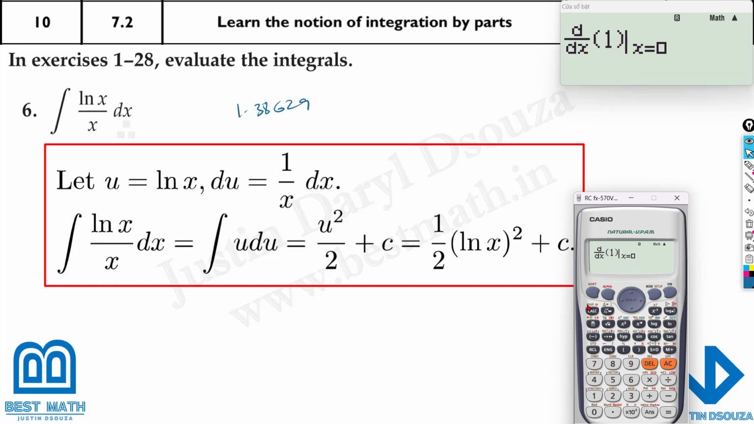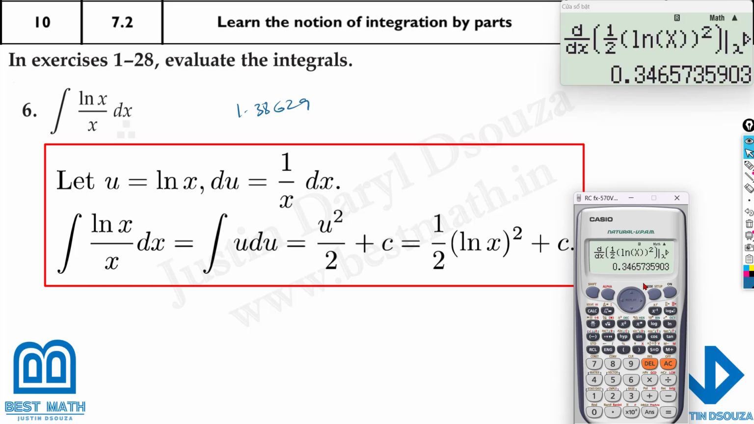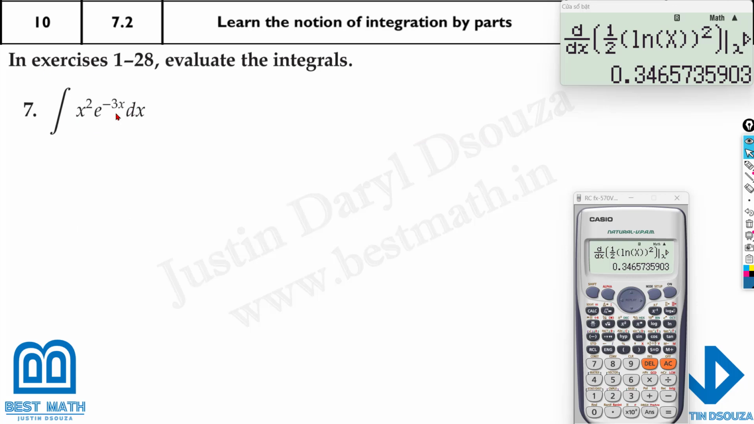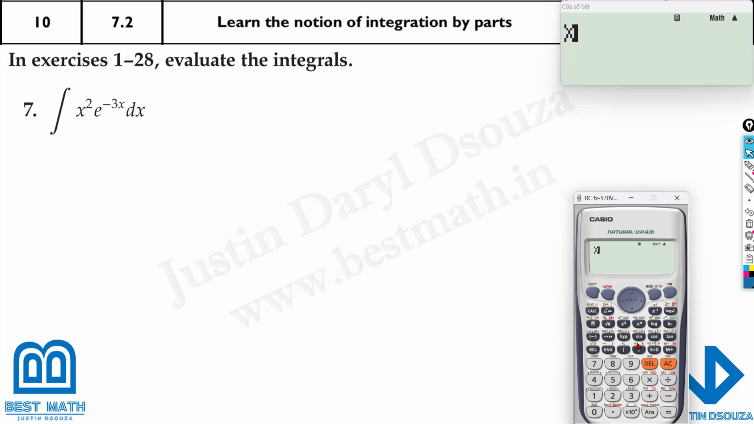Shift half, 1 by 2, and then you have natural logarithm, open the bracket because it's squared, so it's ln x, close the bracket twice, because one is for the x and one is for natural logarithm, and then square it. The x value is 2, it should be 0.34, yes, 0.3465. This is the old value, let me just delete that. This was the value we got over here. But what about this one? I'm sure it's going to be the same thing.